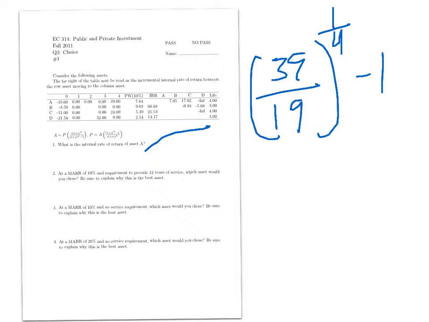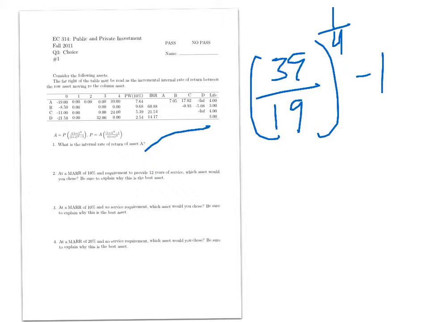The second question that you should be ready for is that at a minimum acceptable rate of return of 10%, you provide 12 years of service. Which asset would you choose? Whenever you see something that says asset, that means that you're dealing with exclusive choice. If you see assets, you know that you're dealing with unconstrained choice. And this one, the key phrase right here is you must provide 12 years of service.